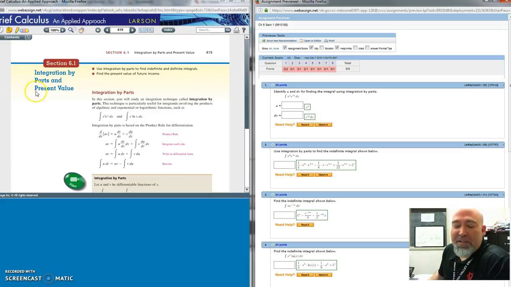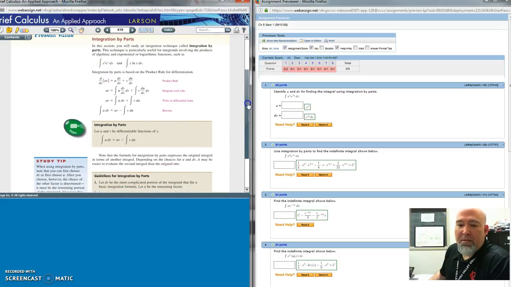So in chapter 6 section 1 they're talking about integration by parts, and so this is just a different way to integrate something, find the area underneath the curve. In this section the text gives you this basic definition. We're going to be splitting up two products, breaking them up into parts. This comes from the product rule with finding derivatives. It's a manipulation of it, but we'll be using that.